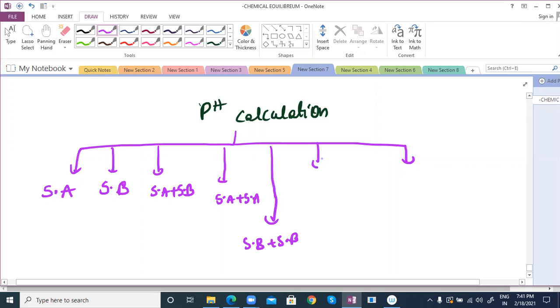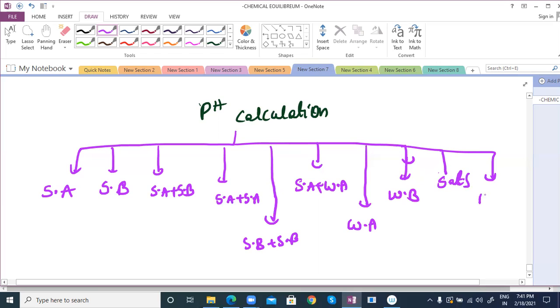You may also see rare cases, like strong acid plus weak acid. This is also another special case we'll discuss. And pH calculation of weak acid, pH calculation of weak base, and pH calculation of salts, which is a combination of different types of salts that you are expecting. And next, buffer solution.